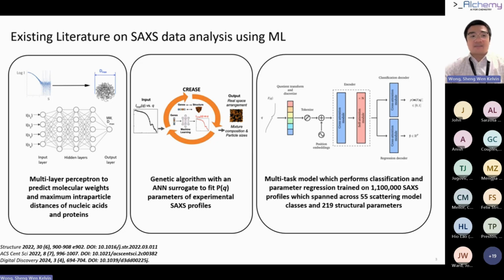A software package known as CREASE, which uses genetic algorithms with a neural network surrogate, was also used to fit form factor parameters of experimental SAXS profiles. And lastly, and very recently, a multitask model which performs both classification and parameter regression was trained on a dataset containing 1.1 million SAXS profiles spanning across 55 scattering model classes and 219 structural parameters.